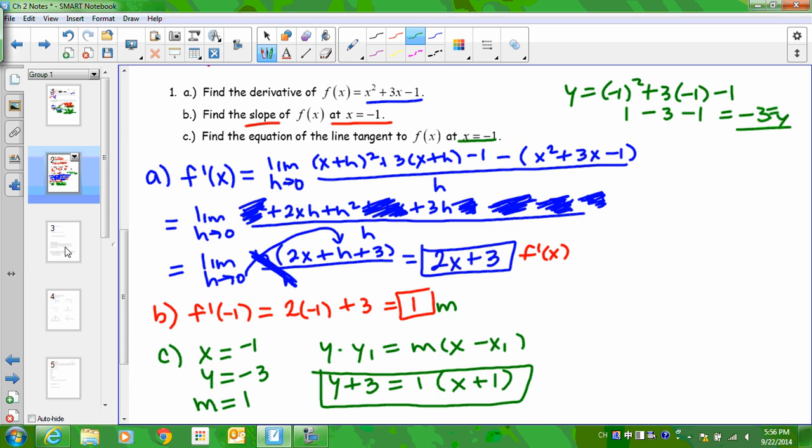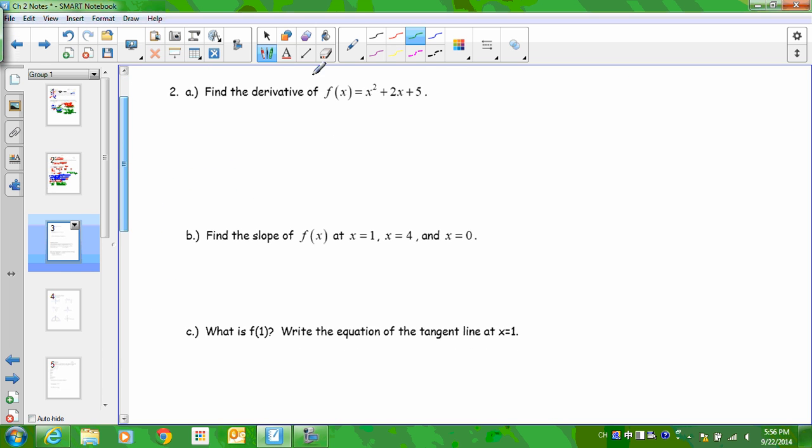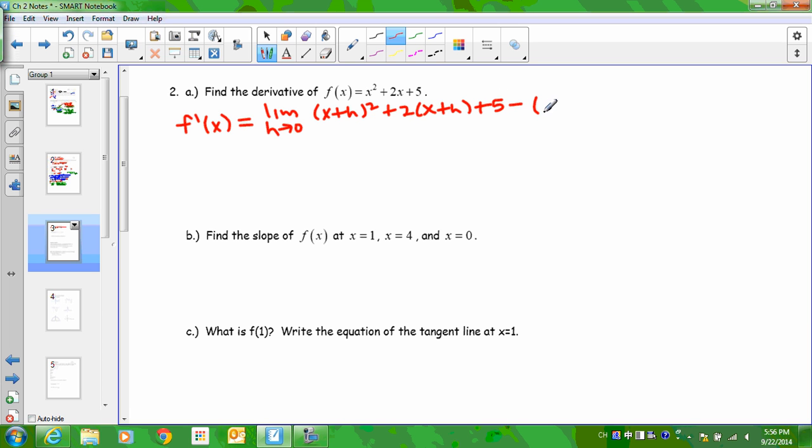Okay, next page. So now we have another example. Alright, so we're going to try this again. F prime of x is equal to the limit as h approaches 0 of x plus h squared plus 2 times x plus h plus 5. You rewrite the function with x plus h in there instead. Minus x squared plus 2x plus 5, all over h. And the rest is algebra.